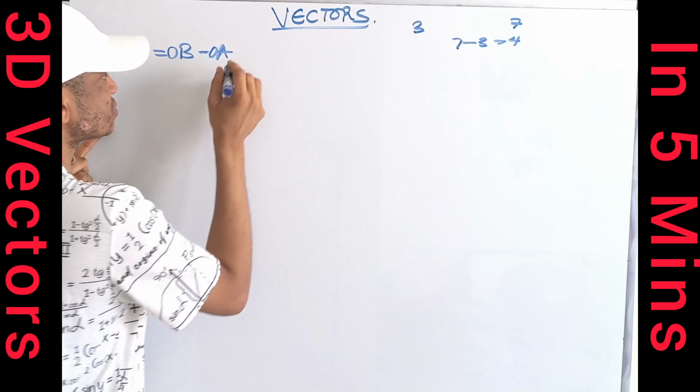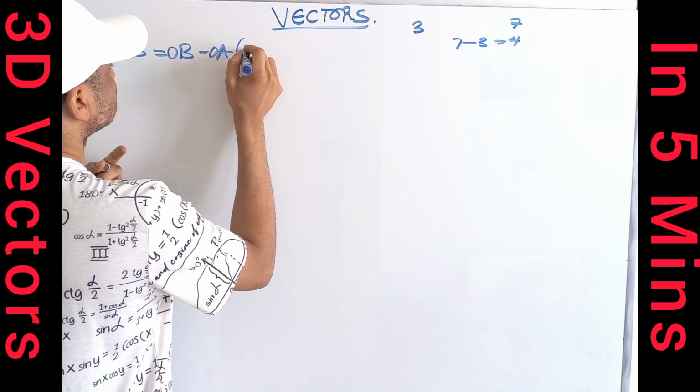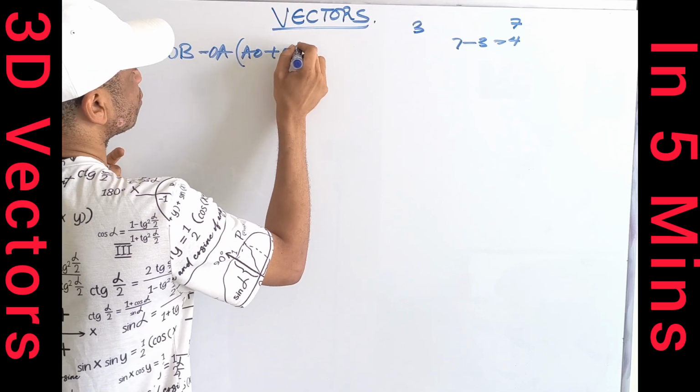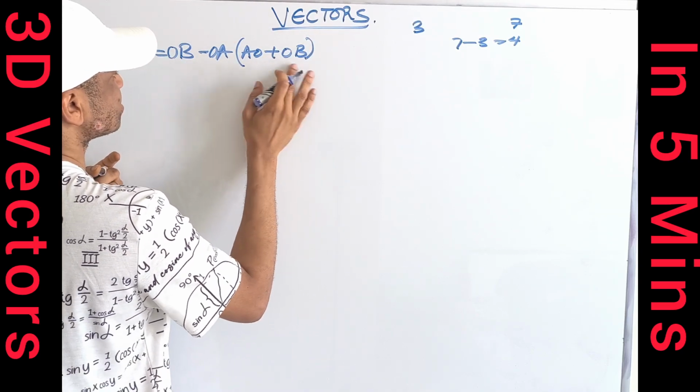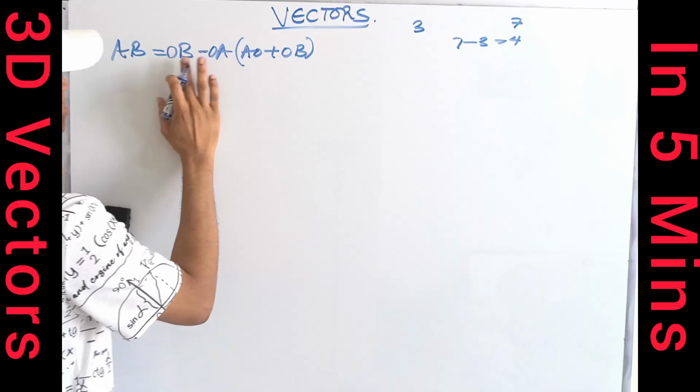Now, if you are confused by this, you have AO plus OB, same thing. Then when you swap the signs, you will get this. So OB is the same thing as that.